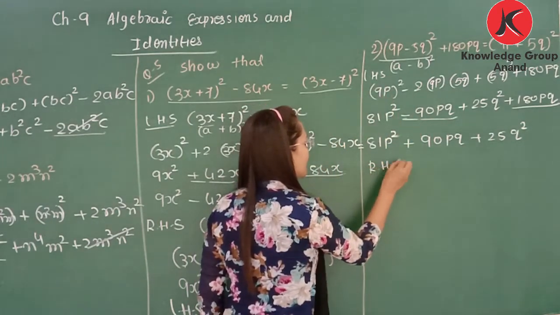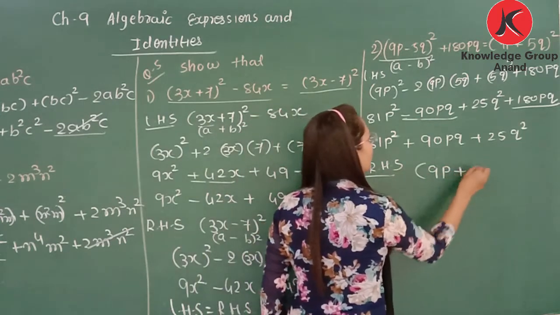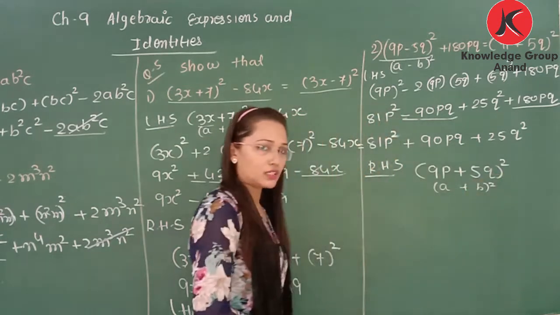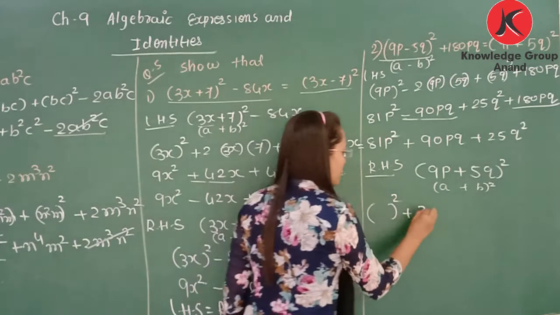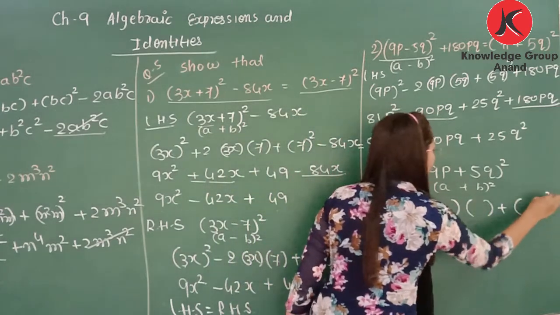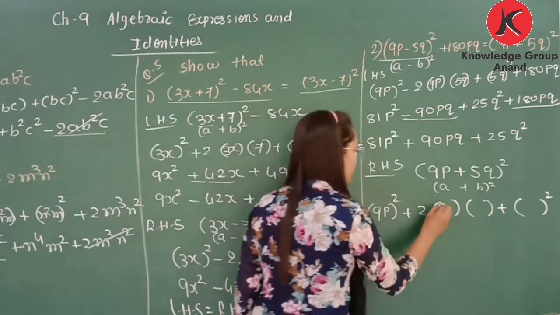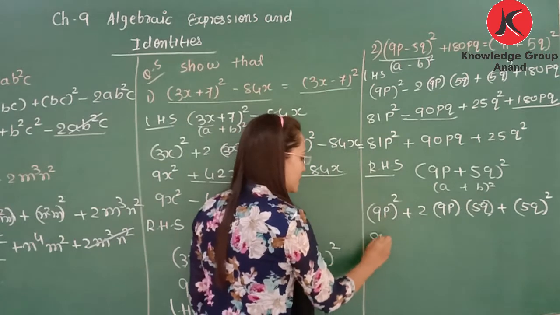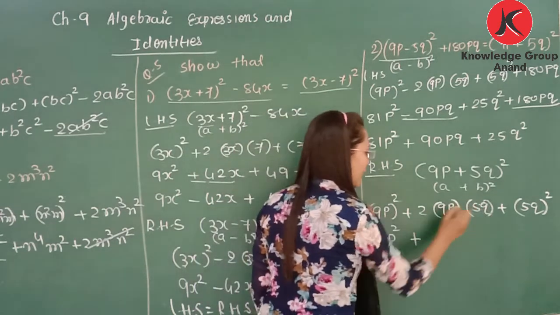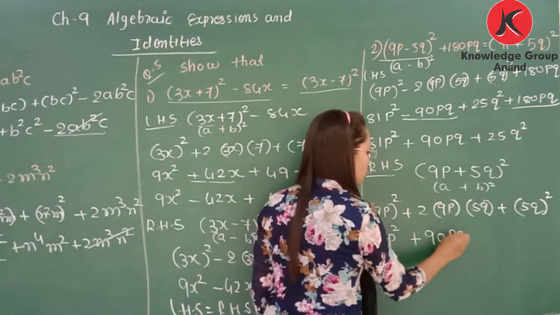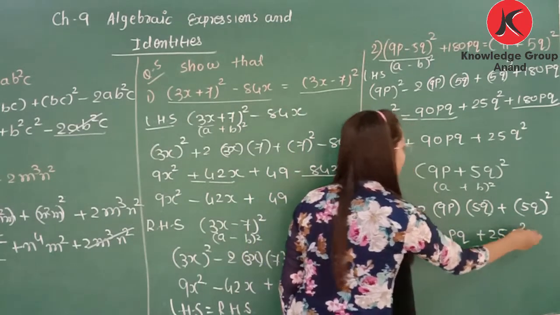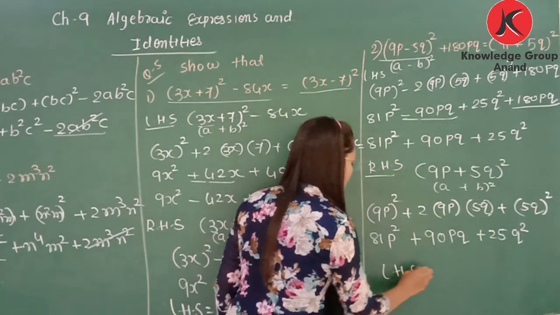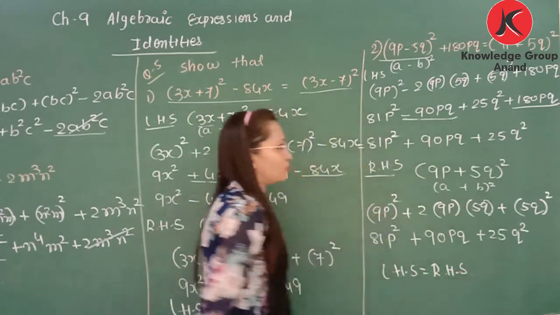Now let's find the right hand side. We have (9p plus 5q) whole square. So this is (a plus b) whole square. First identity: a square plus 2 into ab plus b square. Now 9p, 5q. (9p) whole square is 81p square plus 2 5s are 10, multiplied by 9, that is 90pq, plus 25q square. Now you can see the left hand side and right hand side are the same, so you can write left hand side is equal to right hand side. Hence proved.